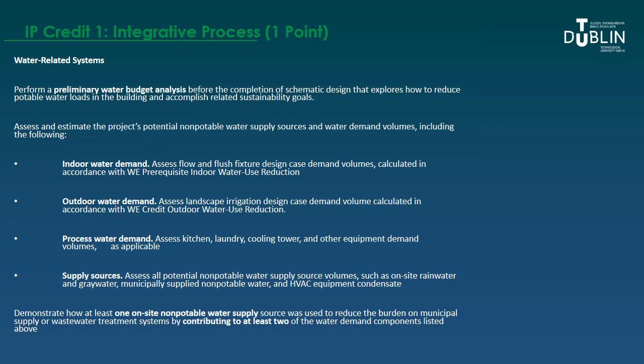So how you apply the knowledge you've got from that analysis, and in this case it's how at least one on-site non-potable water supply source was used to reduce the burden on the municipal supply or treatment systems by contributing to at least two of those water demand components. So you need to look at two. So for 1 point, there's quite a lot of work you need to do to get this.